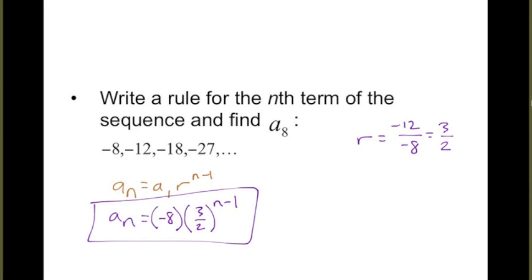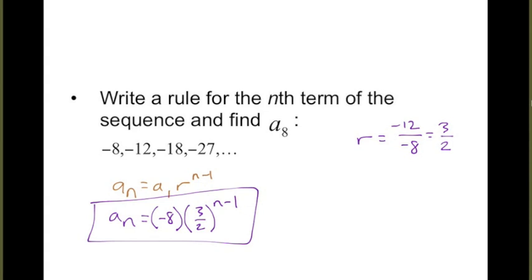That is our rule. You cannot multiply the -8 times the 3 halves. Order of operations says we need to do parentheses, then we need to do exponents before we can multiply. And we can't do the exponent here because it's a variable. So you cannot multiply the negative 8 times the 3/2. Okay, so just leave it right there.